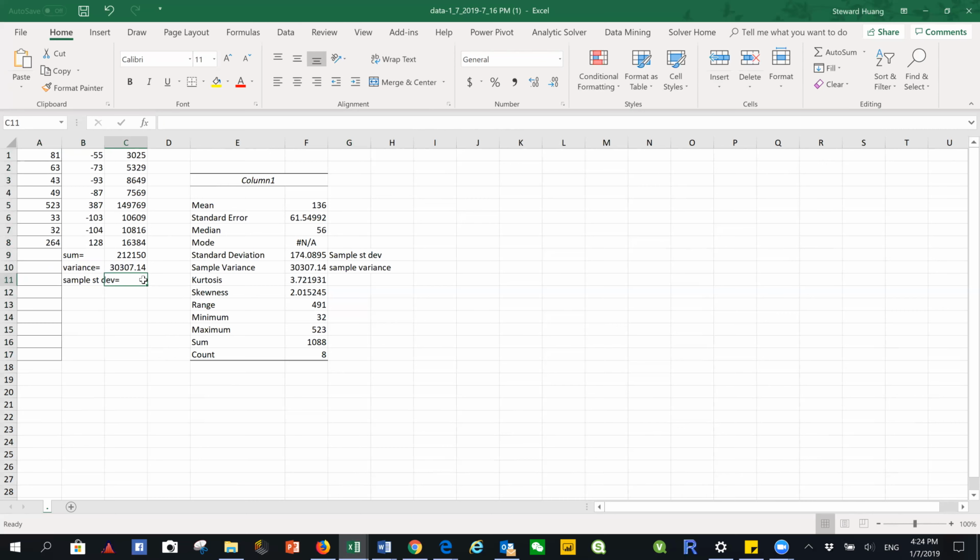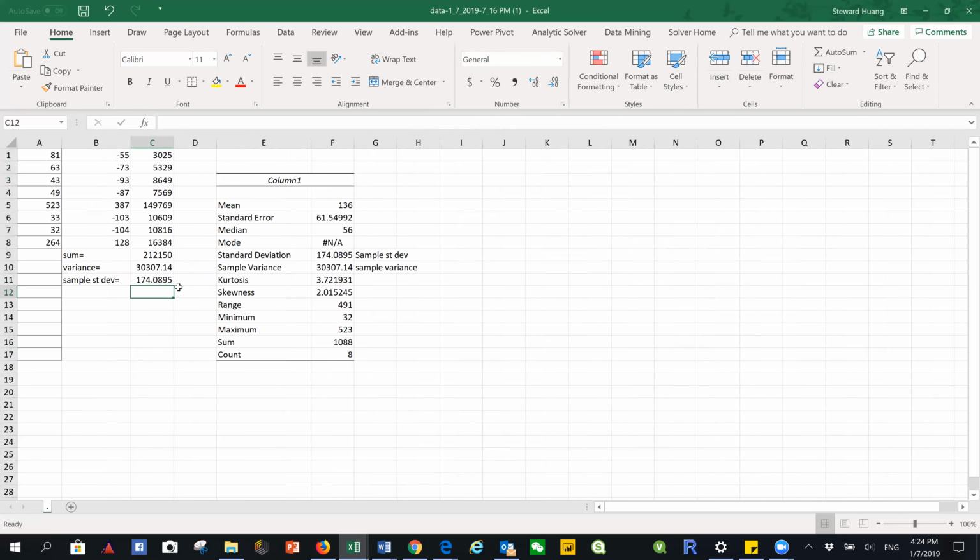Is what? Is this divided by square root, SQRT. Excuse me. So can you now compare them with the result here? 174.0895 and then 303.0714. They're exactly the same. So now you see how variance and standard deviation, sample variance and sample standard deviation, is calculated.